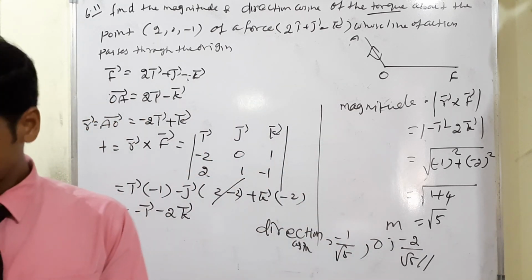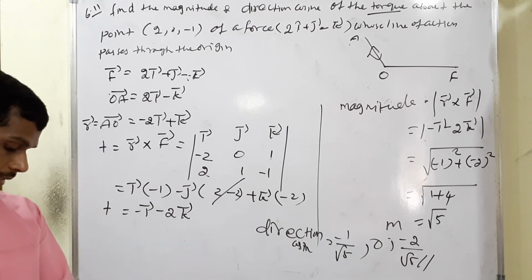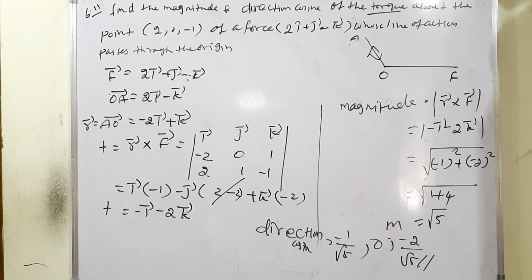Okay. So check their answer also, because for i and k we have the minus, isn't it? Minus 1 by root 5 and k also minus 2 by root 5.